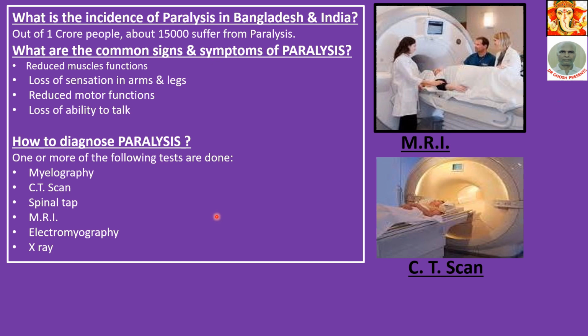How to diagnose paralysis? One or more of the following tests are done: myelography, CT scan, computerized tomographic scan. The picture below shows a CT scan machine. Spinal tap, MRI, magnetic resonance imaging, the top figure. Myelography, electromyography, various tests of muscles, and X-ray.